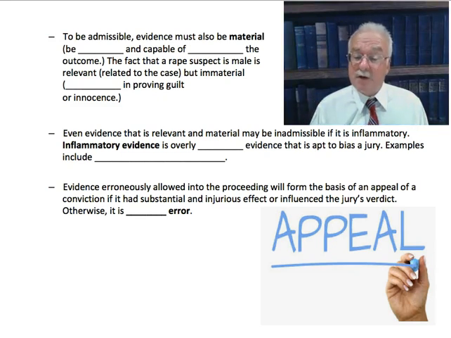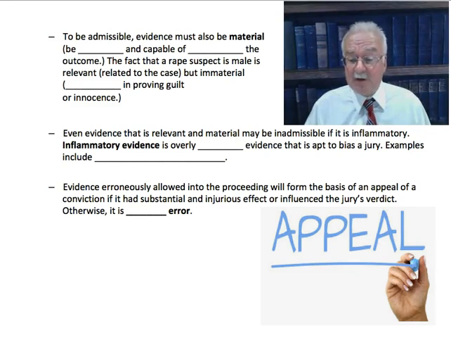Now, evidence erroneously allowed into the proceeding will form the basis of an appeal of a conviction if it had a substantial and injurious effect or influenced the jury's verdict. If it didn't do this, even if it was inadmissible, it's called harmless error. But something which really prejudices the jury could cause a new trial.